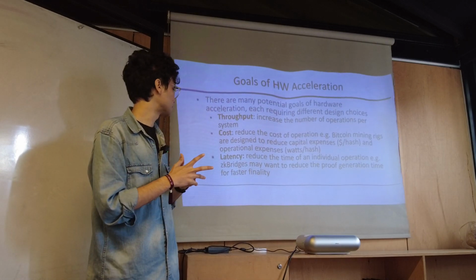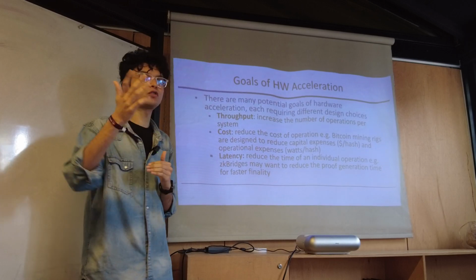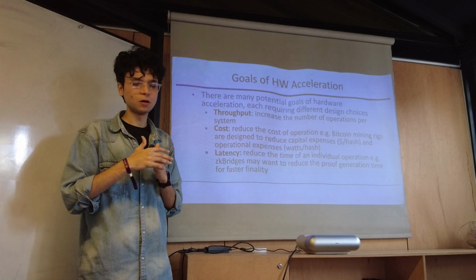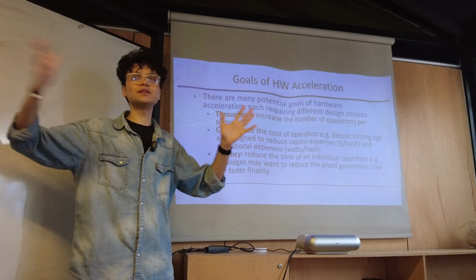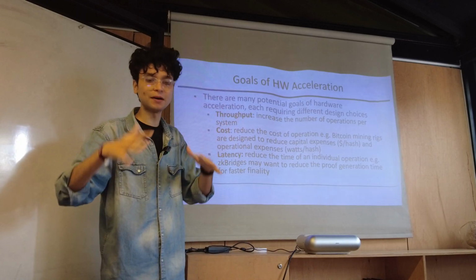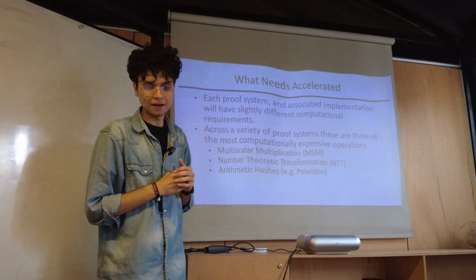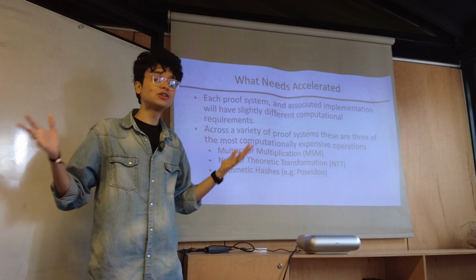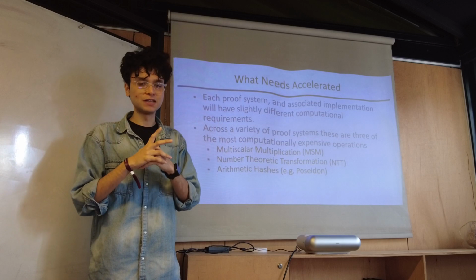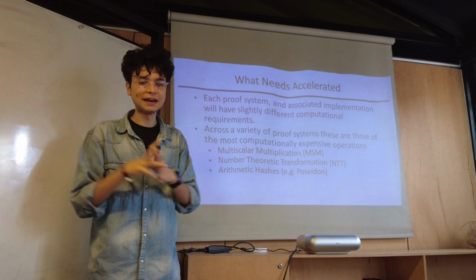So something like a ZK bridge, you want quick finality of the transaction. So you don't want to wait too long for the ZK proofs to generate. So these are some of the metrics that we are interested in when we design hardware accelerators, right? And what actually needs to be accelerated in the first place, specifically for ZK, right?